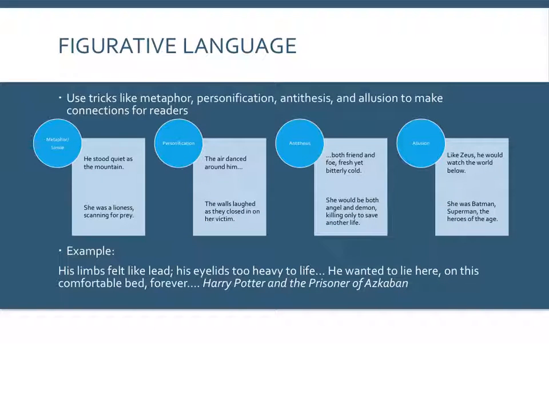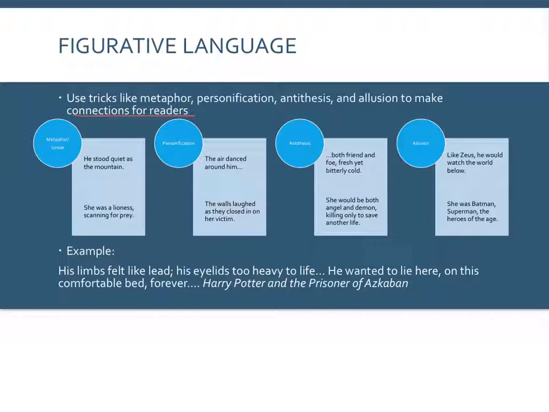A final technique that can really help you round out your language use, it's not directly addressed with the standard, but it's a really easy way to help build up the imagery, would be to use figurative language. And this could be using tricks like metaphor, personification, antithesis, and allusion, to name just a few, to help make the connections for readers. And that's the nice thing about figurative language. They help connect what your readers already know, so use that to your advantage.